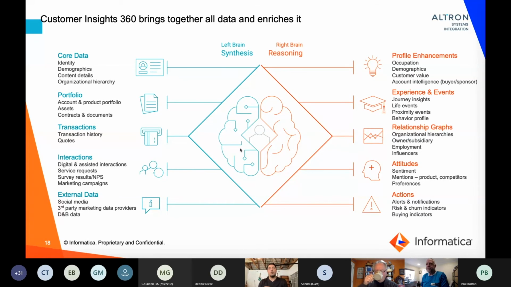But when you apply modern technology and you bring in the old sort of, I don't want to say old school, because it's not less relevant today, but once you bring in the classic MDM processes and you add to that interactions and transactions, which you wouldn't have done before in your MDM ecosystems, then you get to a point where, on the right-hand side here, there's a lot of things you can then discover: relationship graphs, attitudes, sentiment, actions, things like that. But at the center of that is still good master data management.